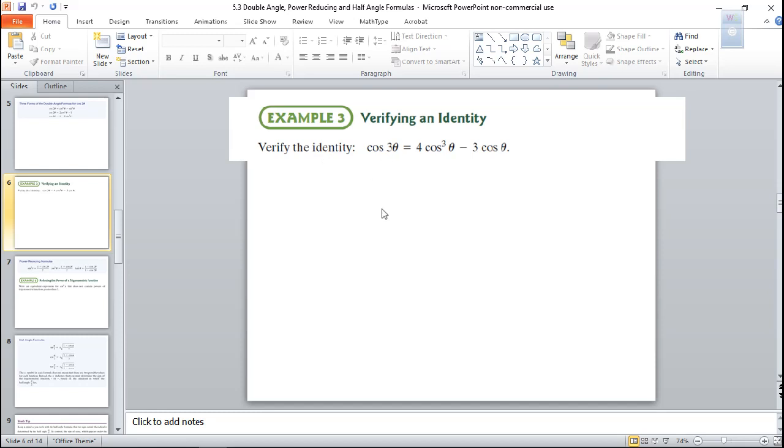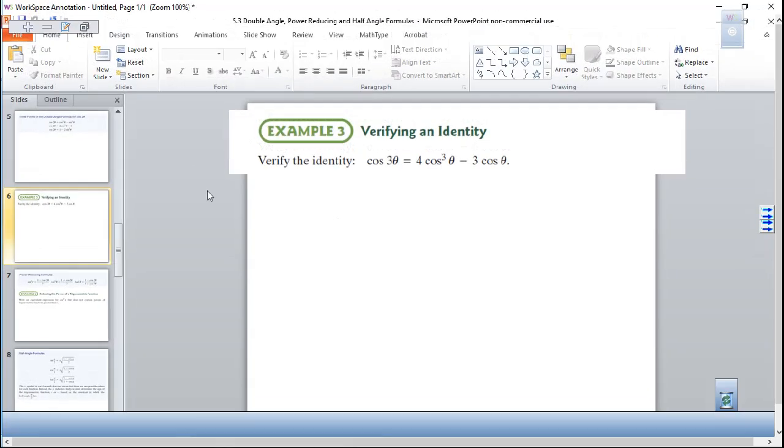Alright, so we can use the same idea and the same identities and the same formulas to verify different things. For instance, this one is a little more complicated than some of the verifications we've had, but it's not too bad. And this is one of the few times where I'm going to say you probably want to start with the more simplified side. And the reason why is because of the 3 theta. That kind of gives me a hint that I want to start over here, because I can break that down in different ways.